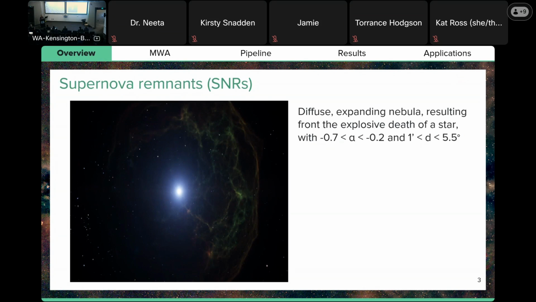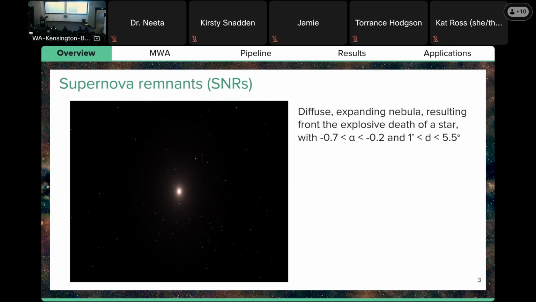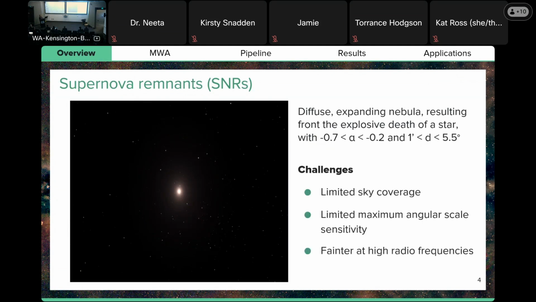There is a missing population problem with these objects. In fact, the theoretical predictions expect almost 2,000 supernova remnants in our galaxy, but we have only detected 350 of them. One of the main problems is that we are missing the older and the fainter sample of these populations. This is because most of the surveys have been focused on mid to high frequencies, where the sources can fade quicker, and they are not sensitive to the larger angular scales. So we are missing the bigger elements of these objects.